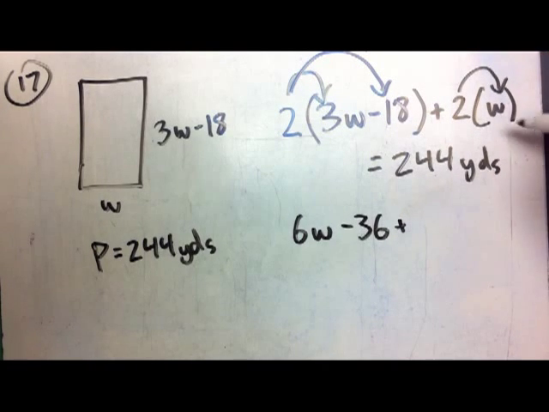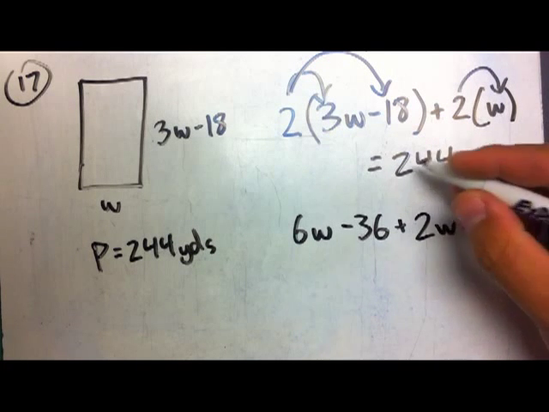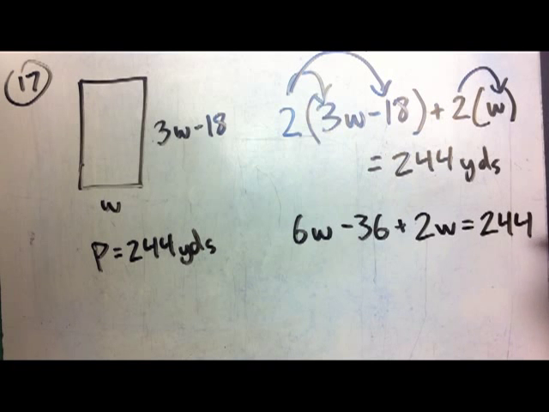And, of course, 2 is going to break out W. So 2 times W is 2W. And that, of course, equals 244 yards, which I'm just going to write 244 right there. Okay, so now my equation got a lot simpler.